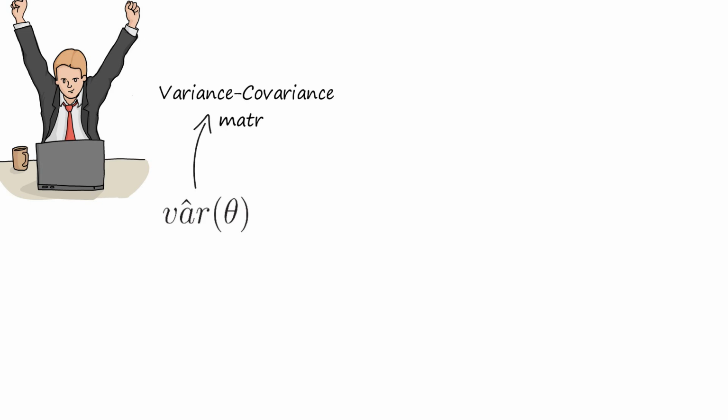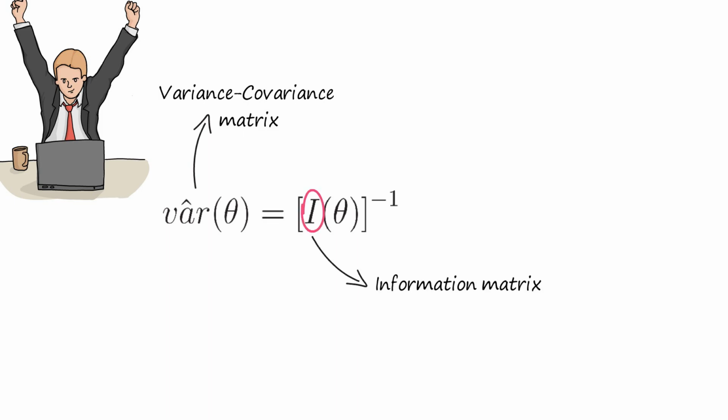So let's start. The variance covariance matrix of the parameter vector theta, which I denote here as hat variance of theta, coincides with the inverse of the information matrix. I denote the information matrix as capital I. Now I itself is the negative inverse of the expected Hessian matrix. So let's write that down with math notation.